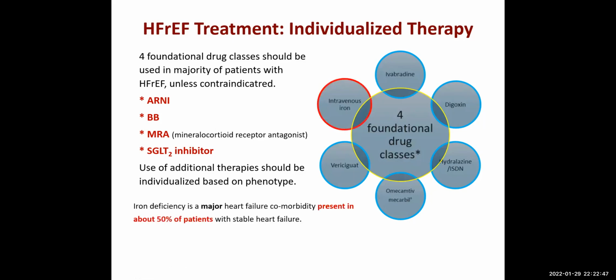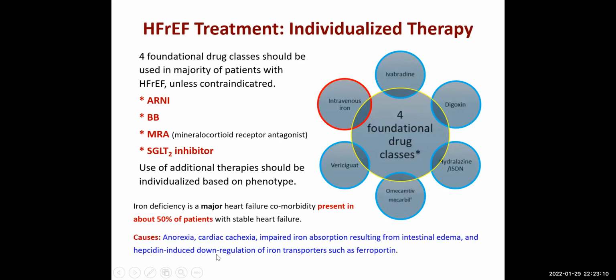Okay, and then intravenous iron, most of the times we overlook this thing. Iron deficiency is a major heart failure comorbidity present in about 50% of the cases with stable heart disease. So when we are treating heart failure, because heart failure is a chronic disease, this is anemia of chronic disease. All right, I've given you the causes over here. But basically, this is anemia of chronic disease. There's an element of inflammation, which is preventing the proper use of iron or the absorption of iron, all right?